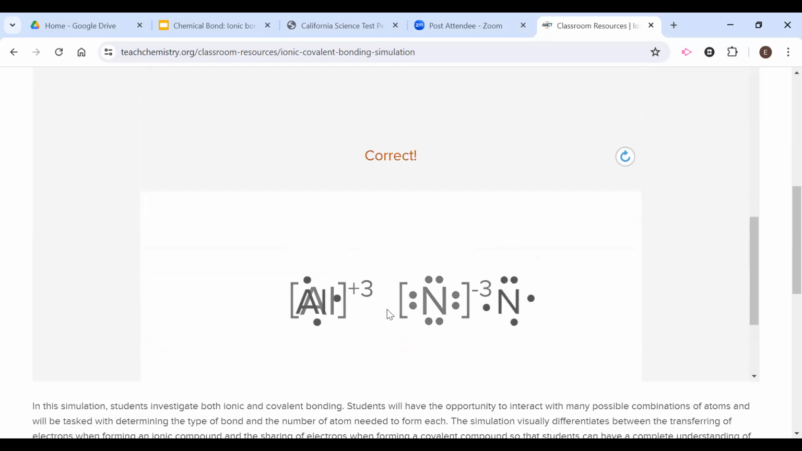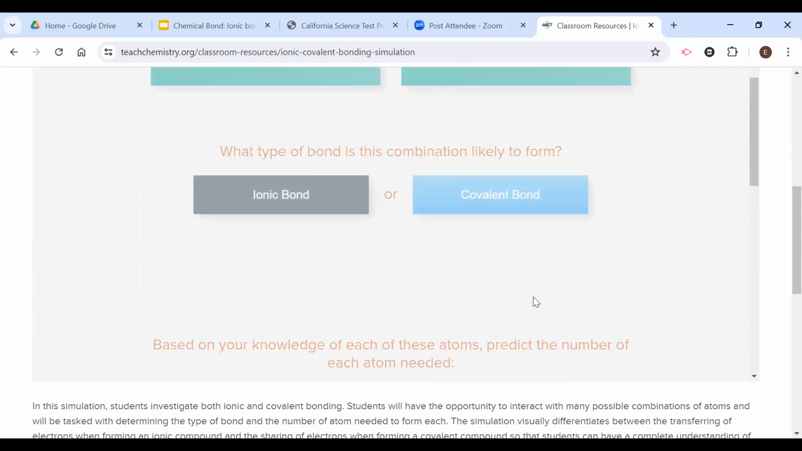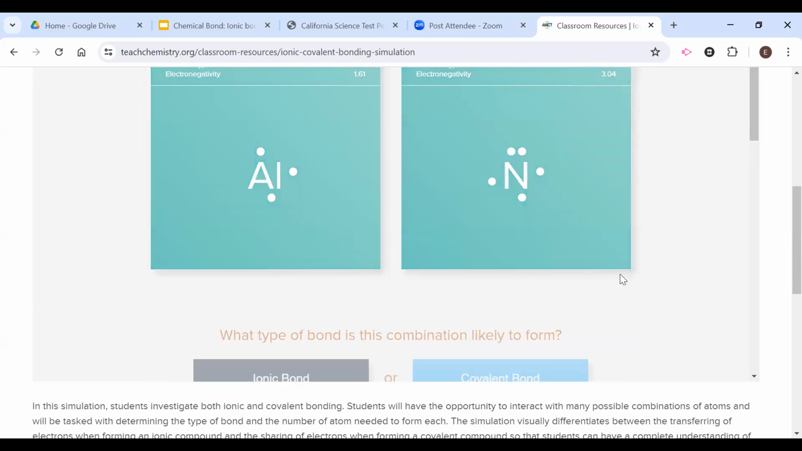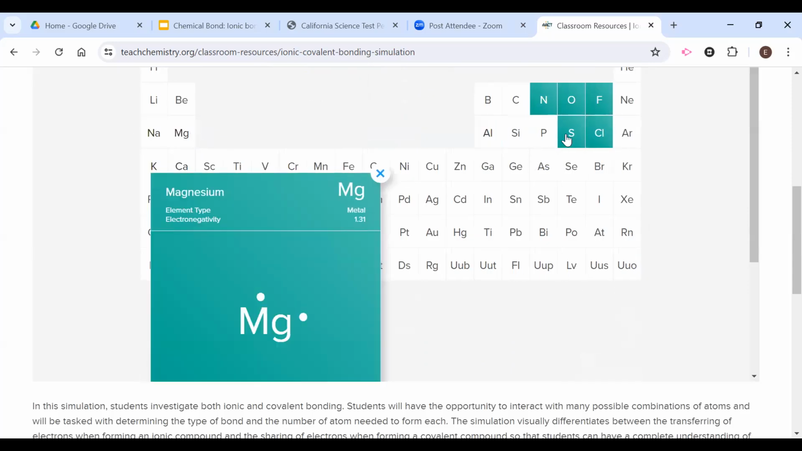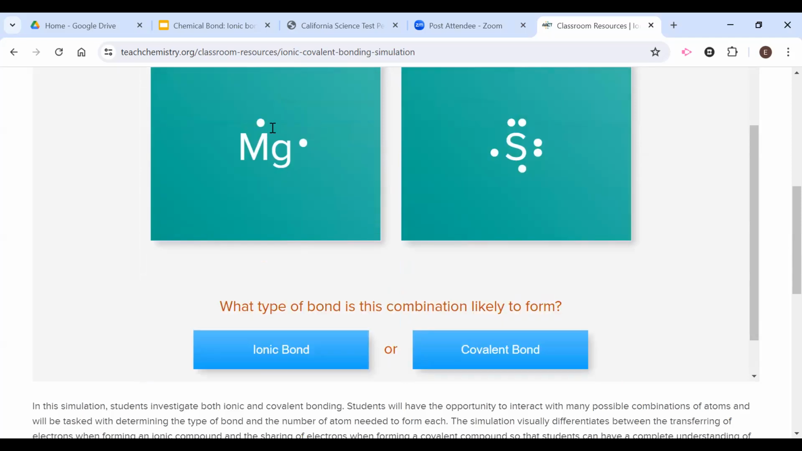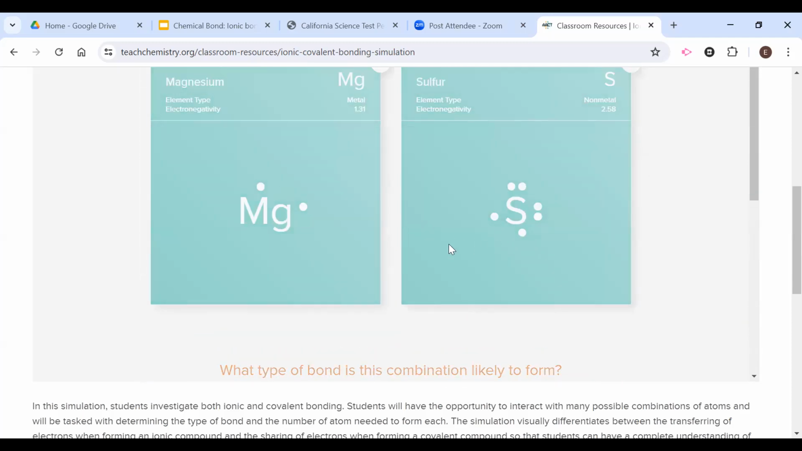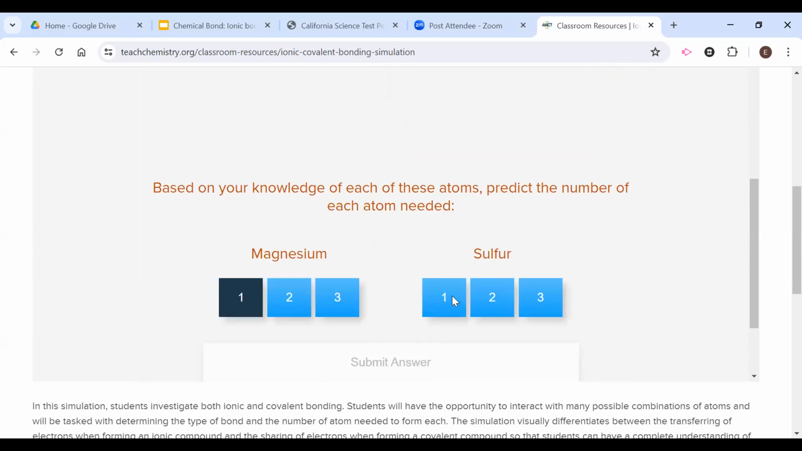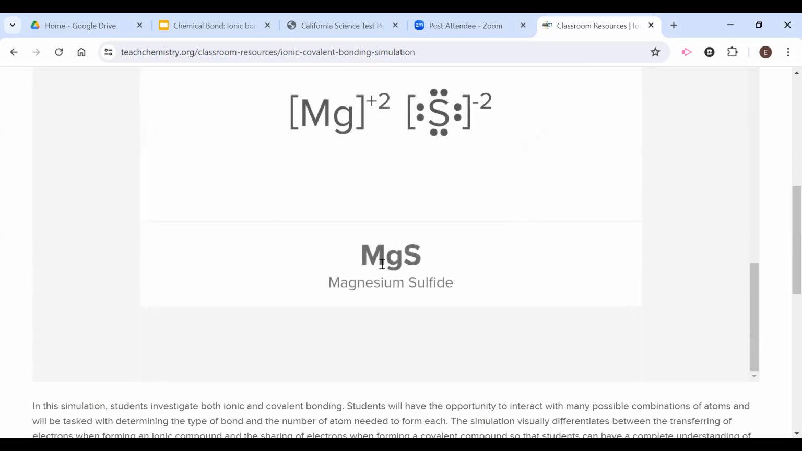Then magnesium and sulfur. There are 2 unpaired here, there are 2 unpaired here. It's ionic. If there are 2 unpaired here and 2 unpaired here, it needs 1, 1, 1, 1. You end up like this. Very easy, very easy. Okay.